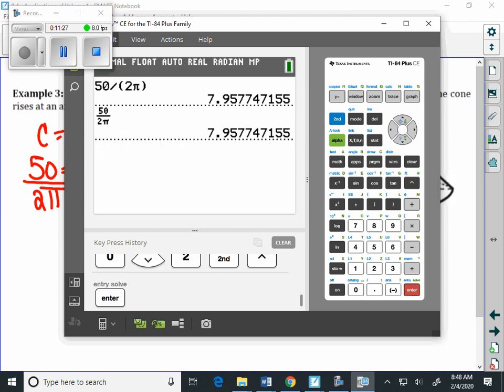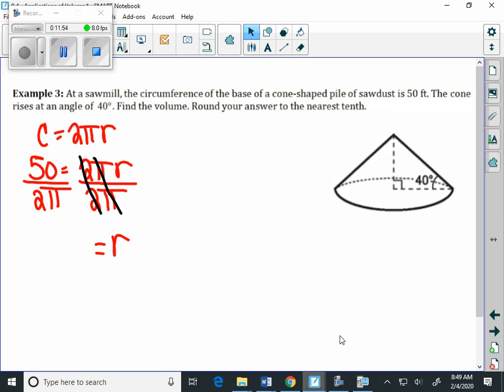Still get that value. And if we're rounding to the nearest tenth, we're looking at the 5 to round the 9. Because that 5 is 5 or higher, that's going to round that 9 up. Ultimately, instead of 7.95, we have to round the 9, which causes us to round the 7, and we're going to get our radius as 8. And we can fill that in over here in the picture. It's going to be that length right there.